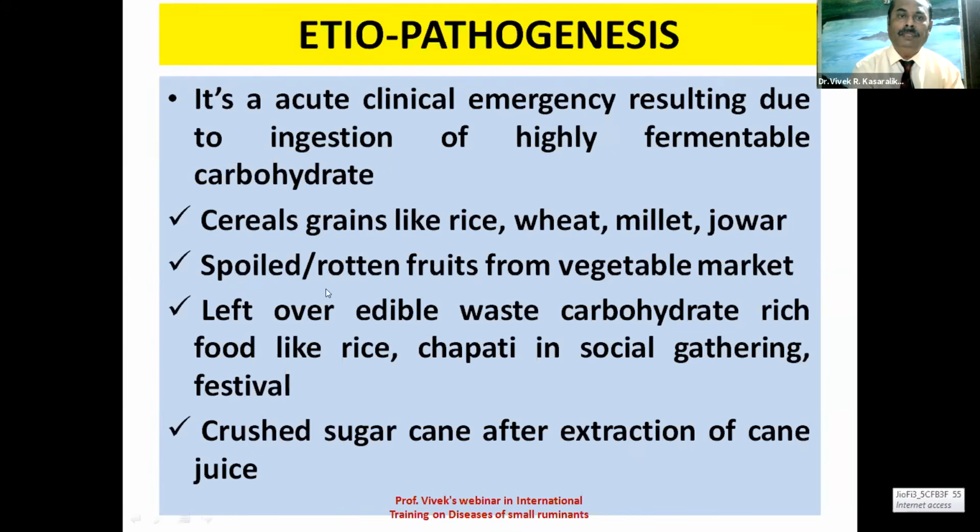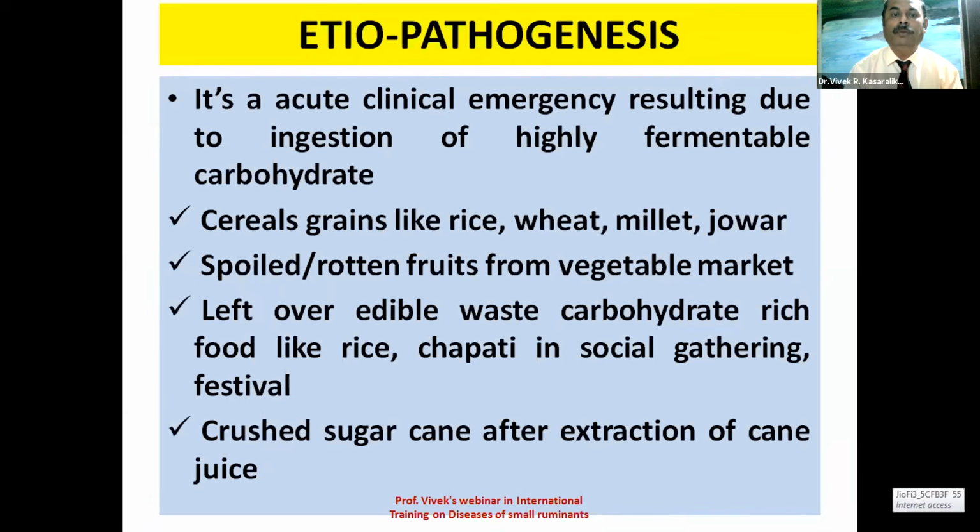Then along with cereal grains, the spoiled rotten fruits from the vegetable market can also be a very potent source of carbohydrates. Most of the time, the vegetables, especially the fruits which are rotten in the vegetable market, are dumped in the nearest dustbin so that the animals have access, and then they can eat it and can end up with a severe lactic acidosis.